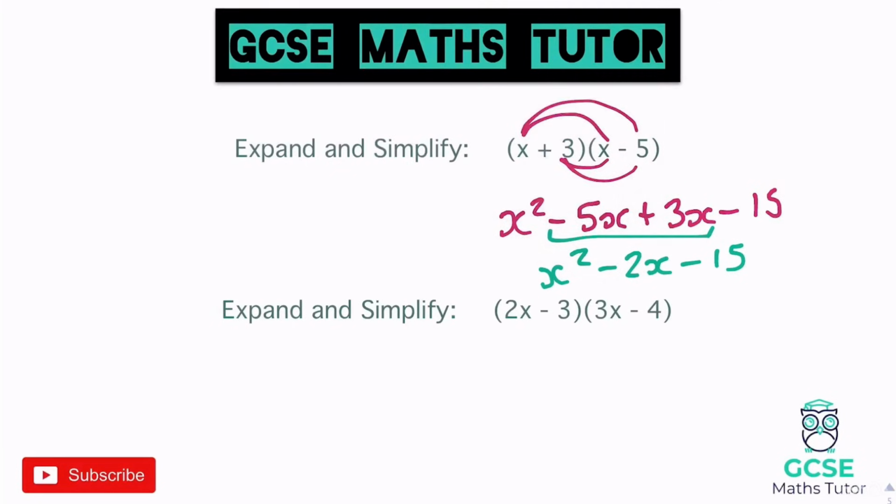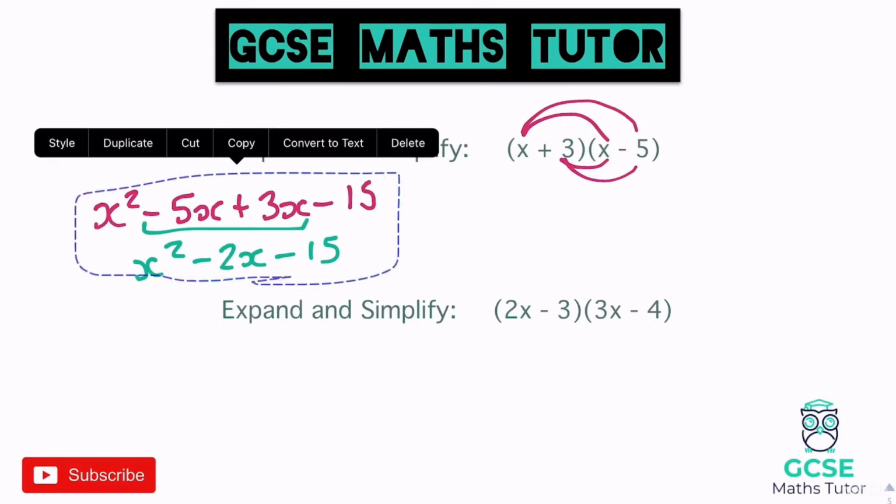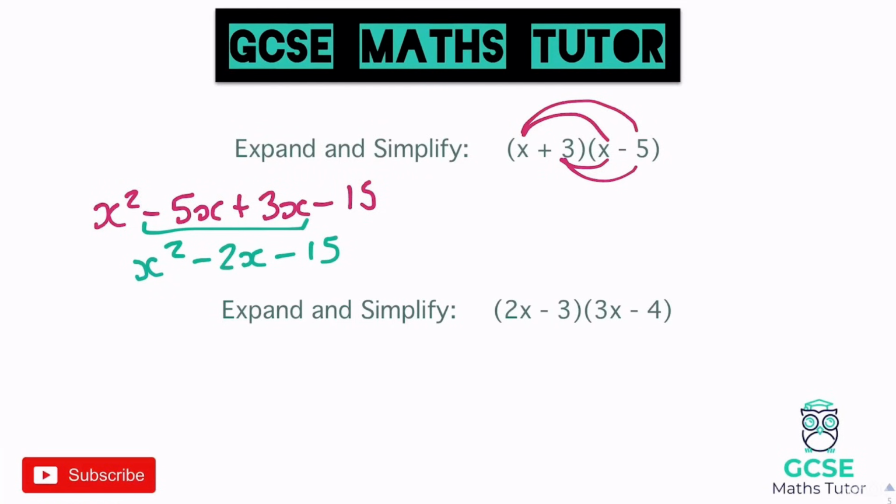Onto the one below. So we've got some numbers in front of the x's here, so I'm going to do the same process. Okay, so 2x times 3x, 2 times 3 is 6, x times x is x squared, so we'll get 6x squared. 2x times 4 is 8x, that's negative 4, so it's negative 8x.